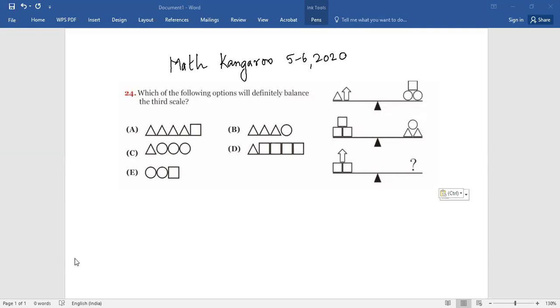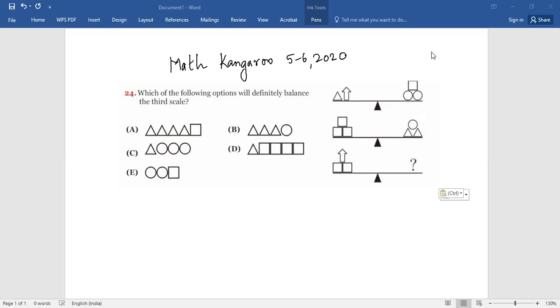Hello friends, today we will be doing Math Kangaroo level 5 and 6, year 2020, question 24. This is a 5-pointer question. Let's read the question. Which of the following options will definitely balance the third scale?